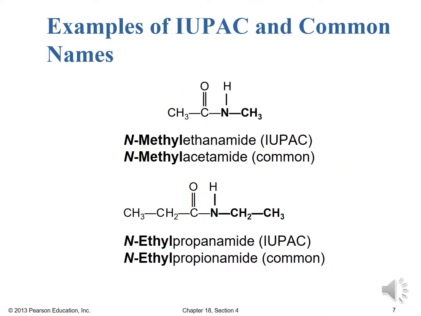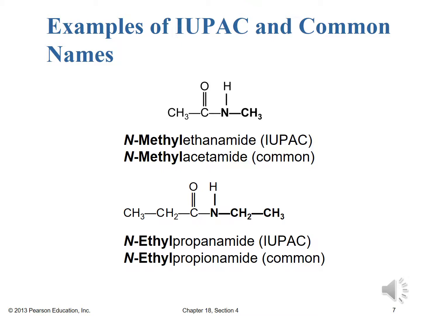And here's a couple other examples showing both the IUPAC and the common names. So we have our N-methylethanamide, that's the IUPAC name, or N-methylacetamide would be the common name. So just like acetic acid was the 2-carbon carboxylic acid, acetamide would be the 2-carbon formerly carboxylic acid that combines with the nitrogen to make an amine into an amide.